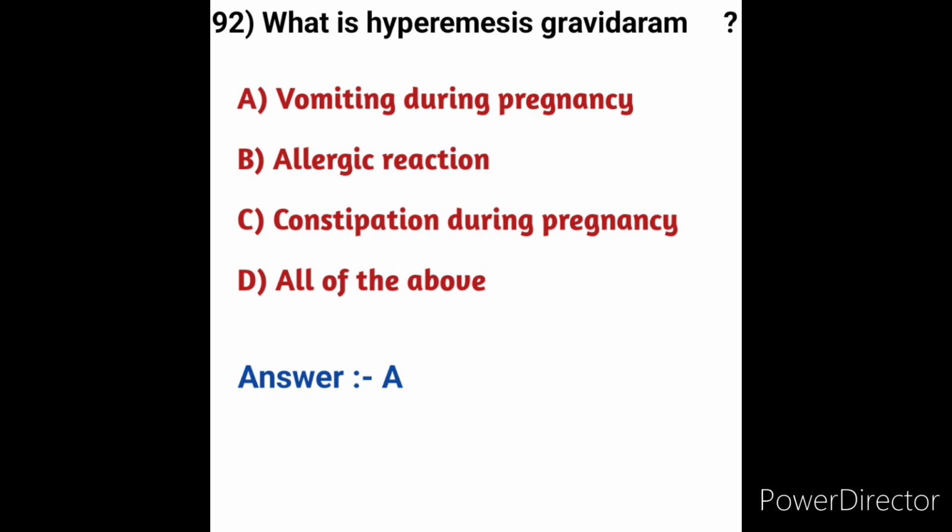Hyperemesis gravidarum is more common in primary gravida mothers and in the first trimester, due to the increase in HCG, human chorionic gonadotropin. It is more likely to happen during the first trimester. It is a severe type of vomiting during pregnancy. Option A is the correct answer. Next, move on to question number 93.